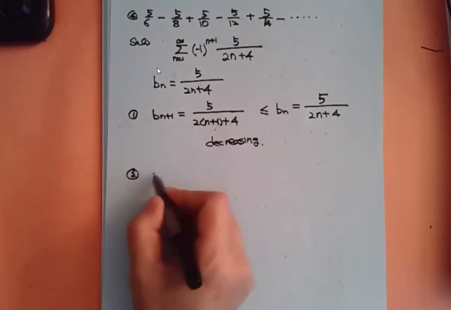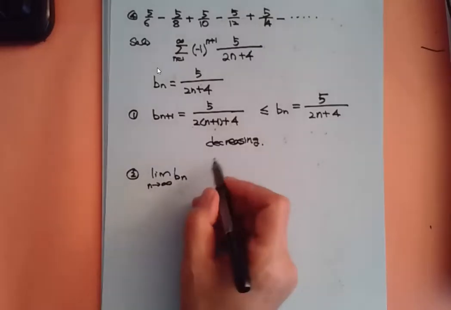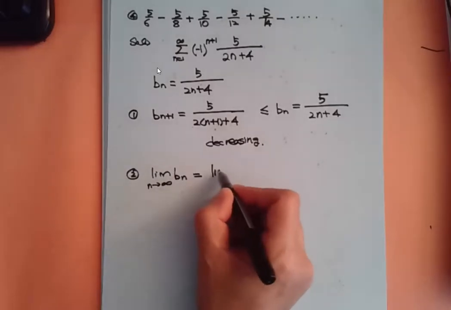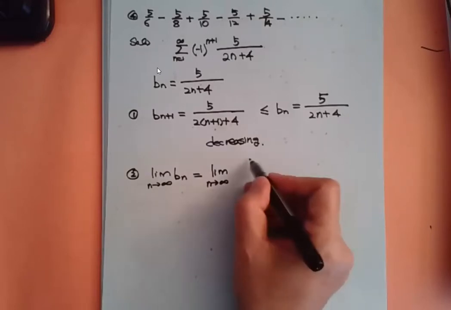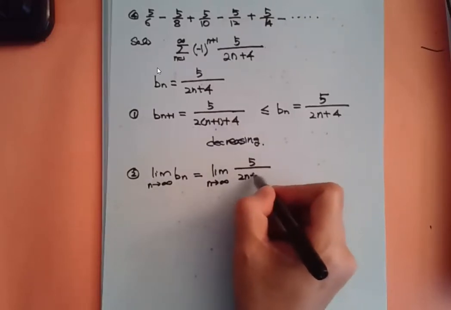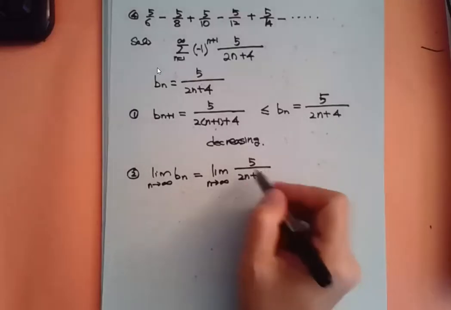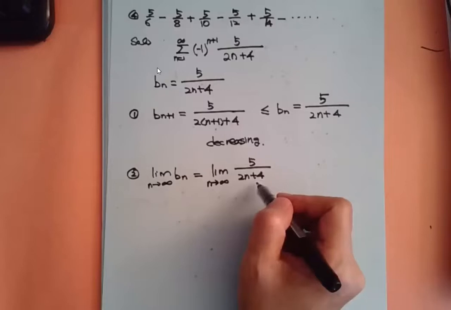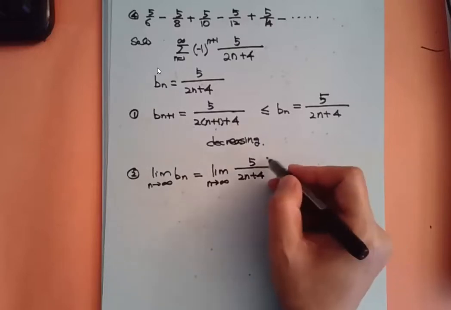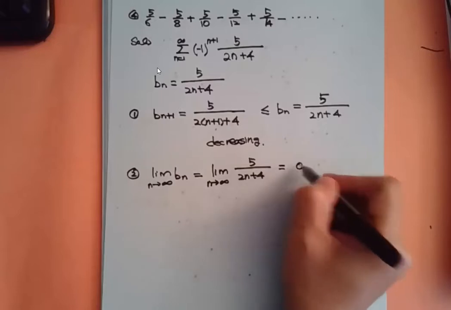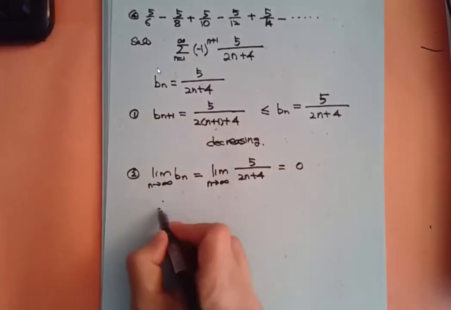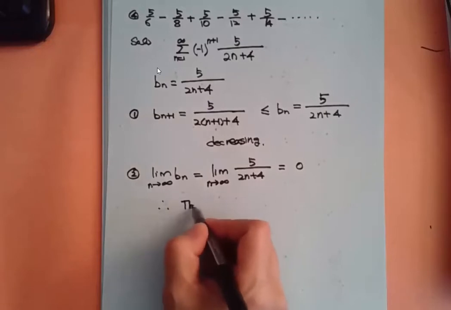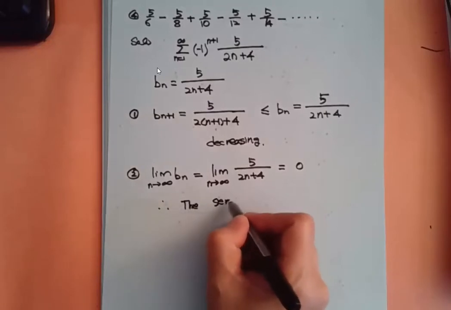The second condition is about whether the limit goes to zero or not. Limit n goes to infinity of bn equals limit n goes to infinity of 5 over 2n plus 4. So the denominator goes to larger and larger, and so 2n plus 4 goes to infinity, and so 5 over infinity is 0, right? So it again satisfies the alternating series test, and so the series converges.